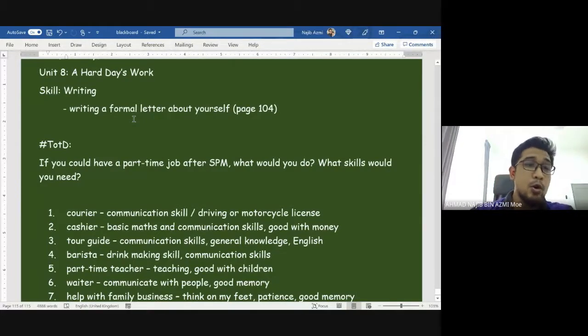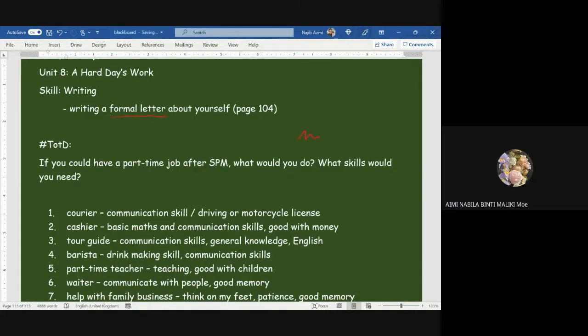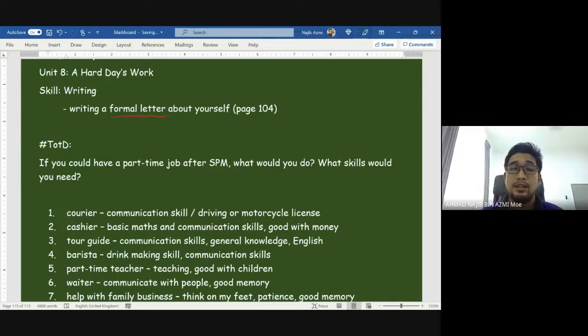So formal letter adalah surat apa? Surat rasmi. Now, formal letter in English is going to be very different from formal letter in Bahasa Melayu, because there are not going to be a lot of formats for English formal letter this time around.